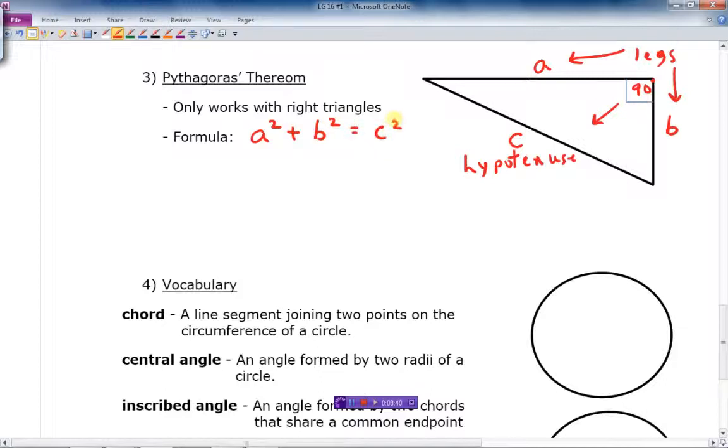So if I said to you, well, let's use an example here. If A equals, let's say, 12, and if C equals 15.